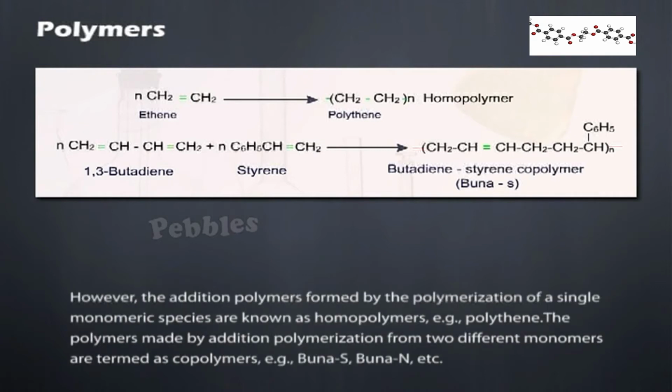However, the addition polymers formed by the polymerization of a single monomeric species are known as homopolymers. Example, polythene. The polymers made by addition polymerization from two different monomers are termed as copolymers. Example, Buna-S, Buna-N, etc.